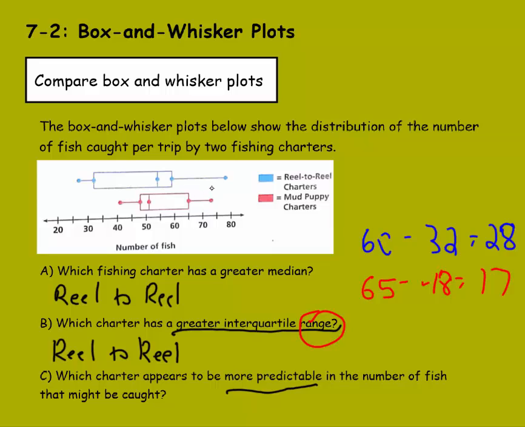You see that? The range isn't as big, and the interquartile range isn't as big, meaning that it's much more predictable. Sometimes they'll get 70, sometimes they'll get 40, but that's more predictable than 80 or 25. So we're going to say that this one is much more predictable, which would be the Mud Puppy charter.